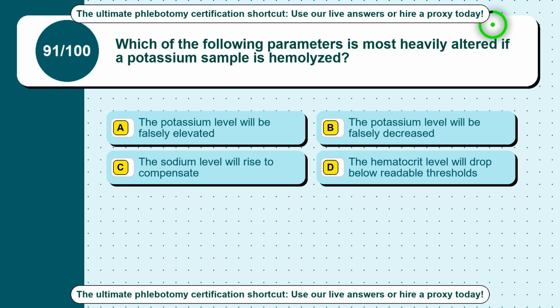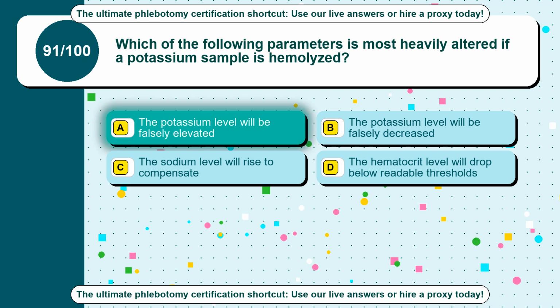Question 91. Which of the following parameters is most heavily altered if a potassium sample is hemolyzed? Option A, the potassium level will be falsely elevated. Option B, the potassium level will be falsely decreased. Option C, the sodium level will rise to compensate. Option D, the hematocrit level will drop below readable thresholds. The correct answer is option A, the potassium level will be falsely elevated.